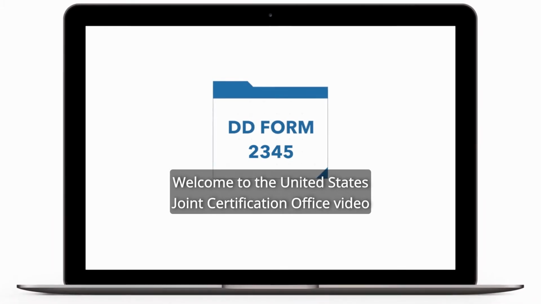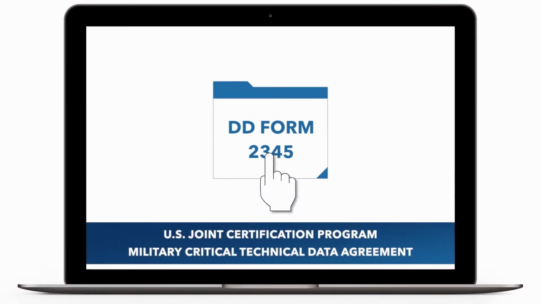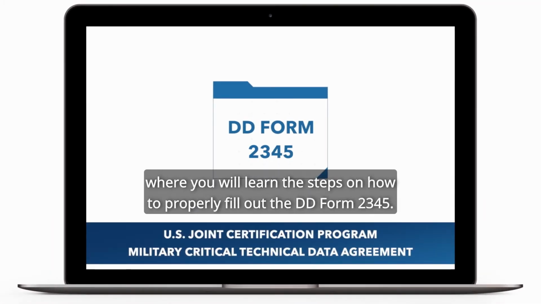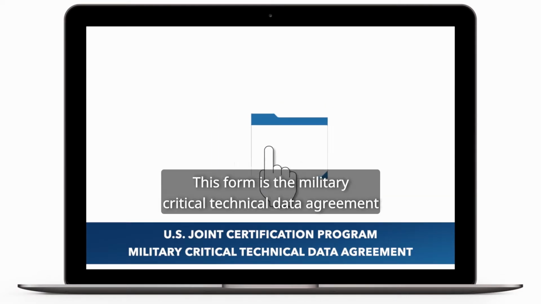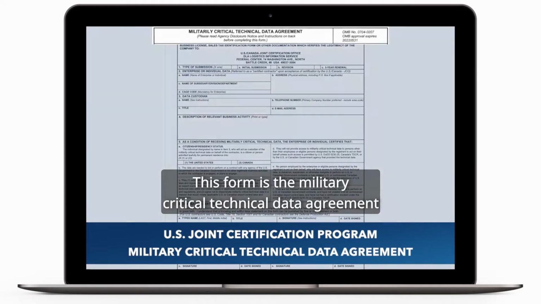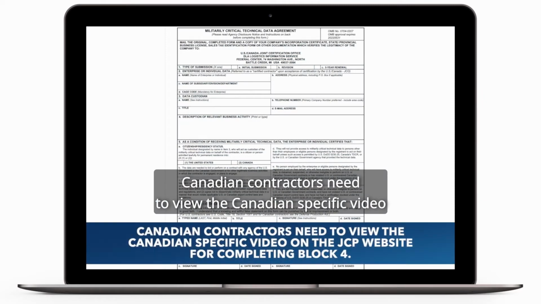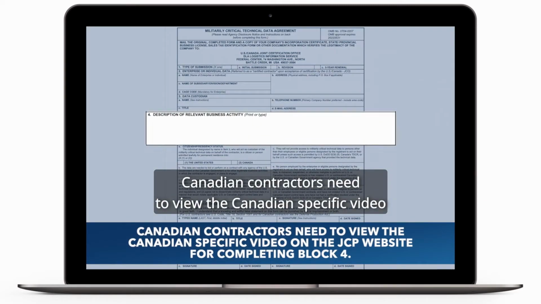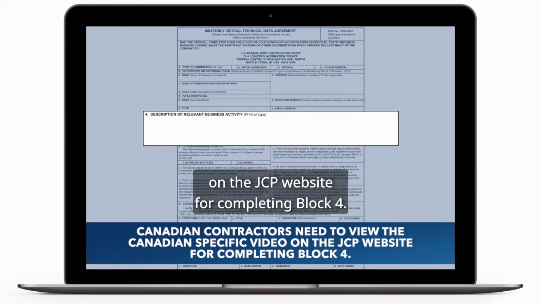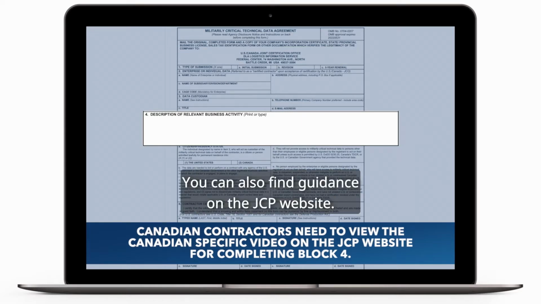Welcome to the United States Joint Certification Office video, where you will learn the steps on how to properly fill out the DD Form 2345. This form is the Military Critical Technical Data Agreement for U.S. vendors who want joint certification. Canadian contractors need to view the Canadian-specific video on the JCP website for completing Block 4. You can also find guidance on the JCP website.